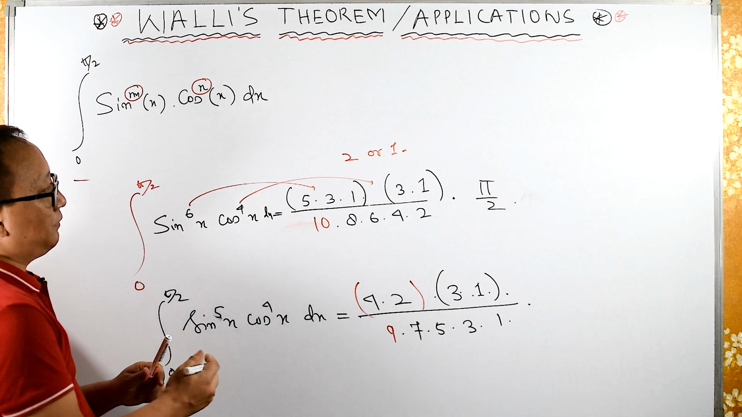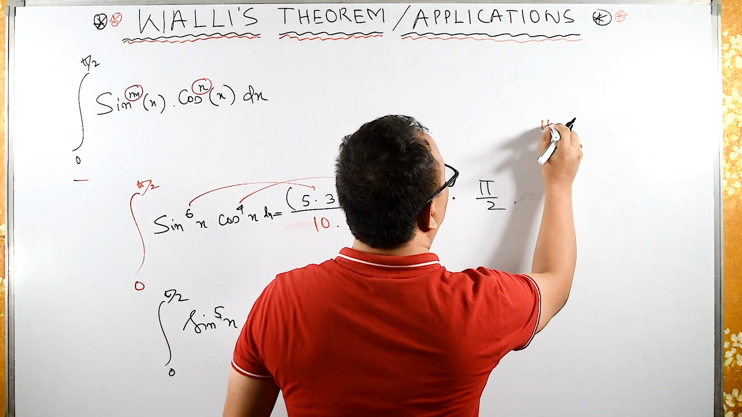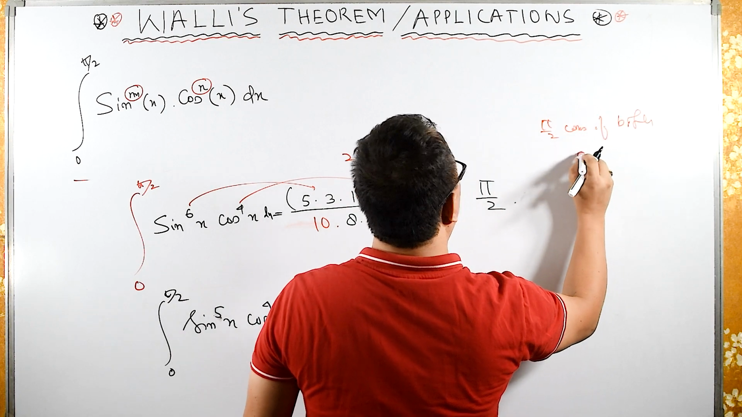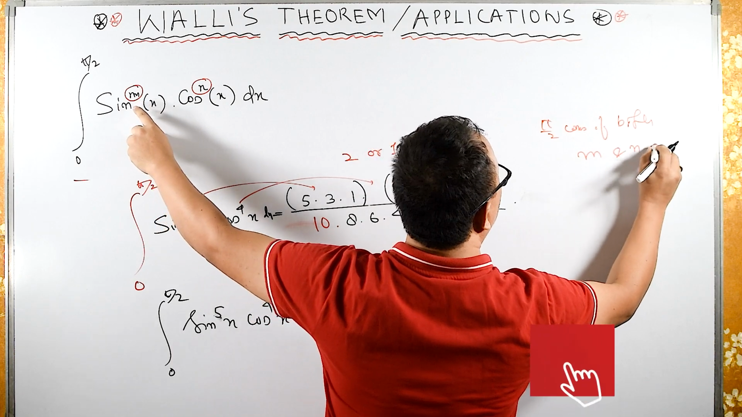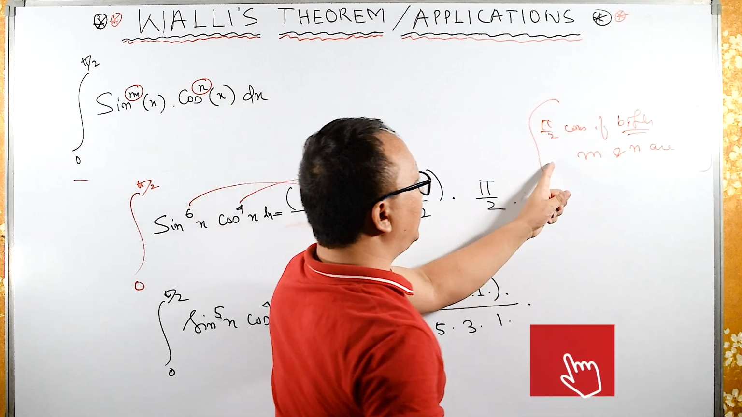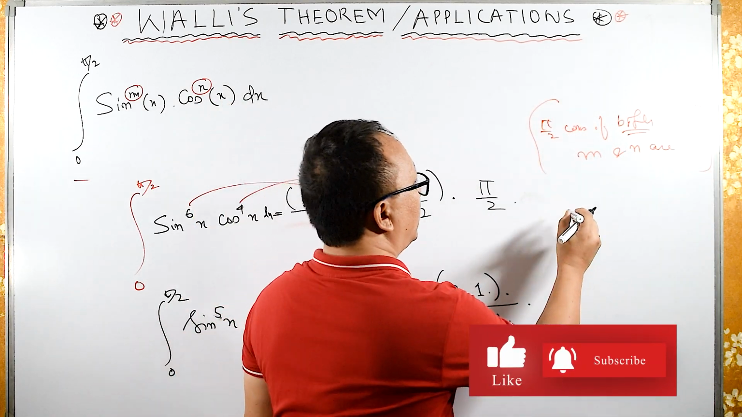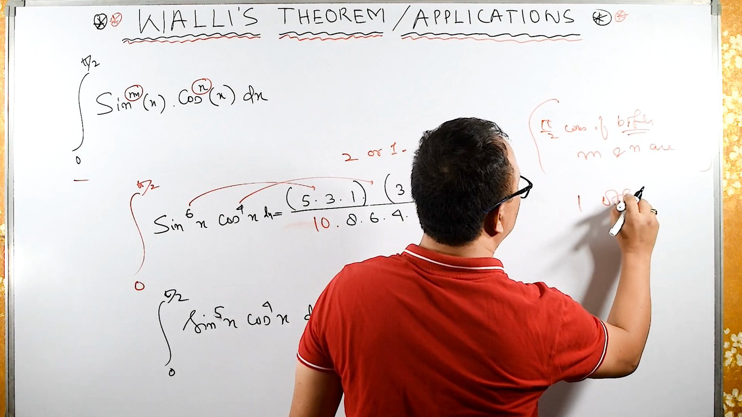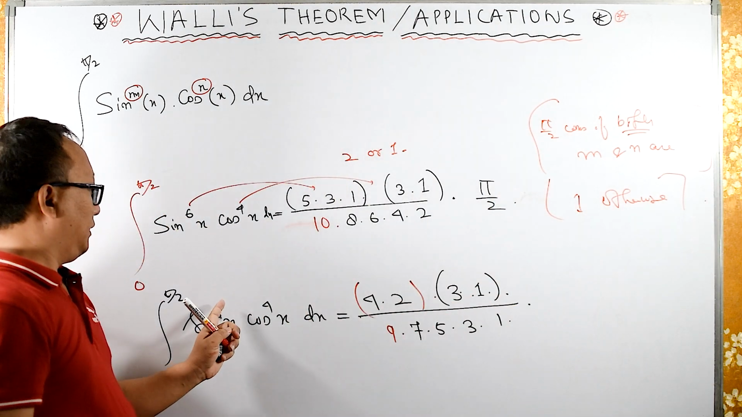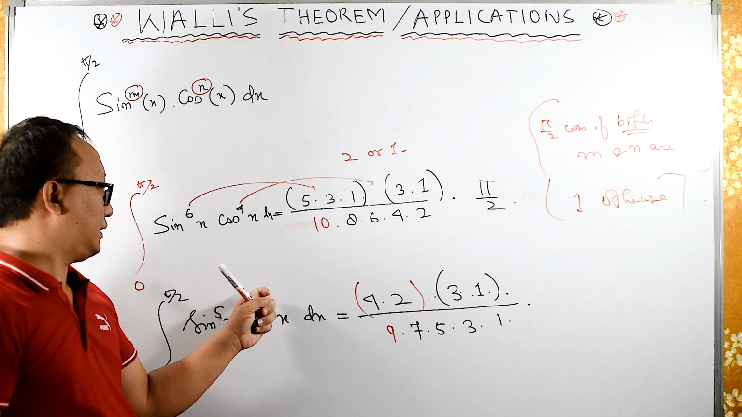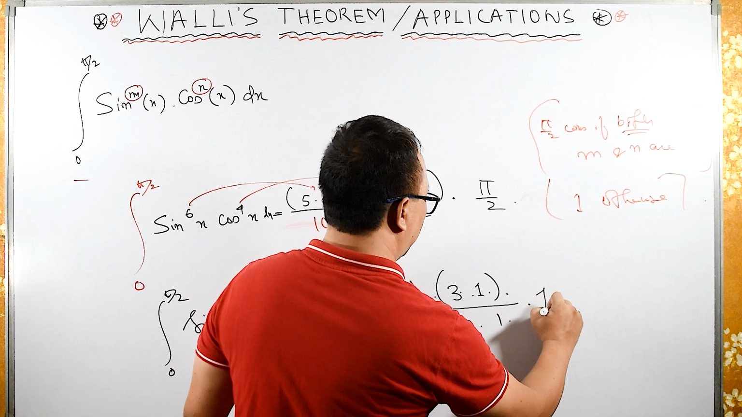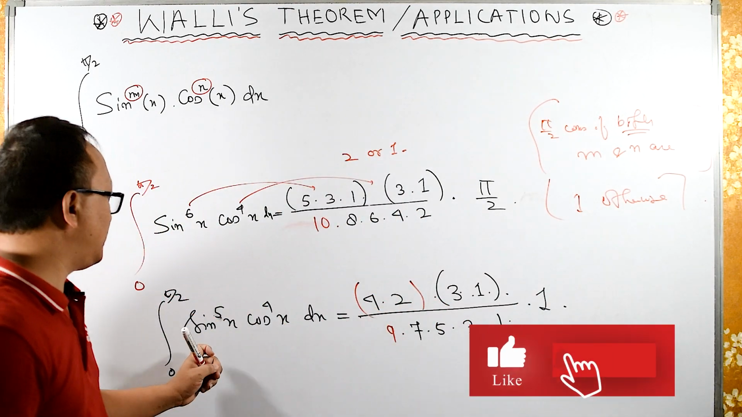What term will come? Here, pi by 2 comes if both m and n are even. If both are even, then pi by 2 will come. Otherwise 1 will come. Here 5 is odd, 4 is even, so both are not even. Therefore 1 will come here. So this is the required answer for this.